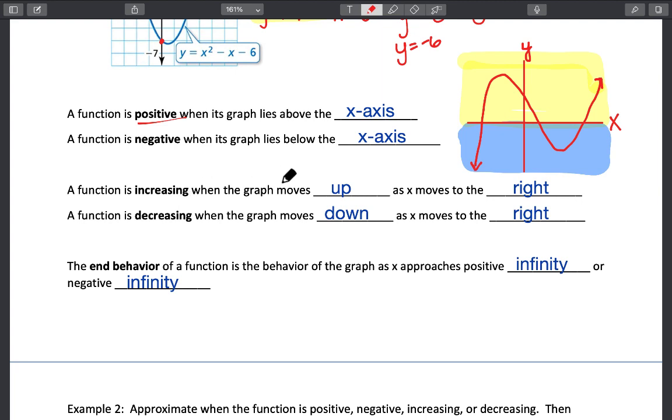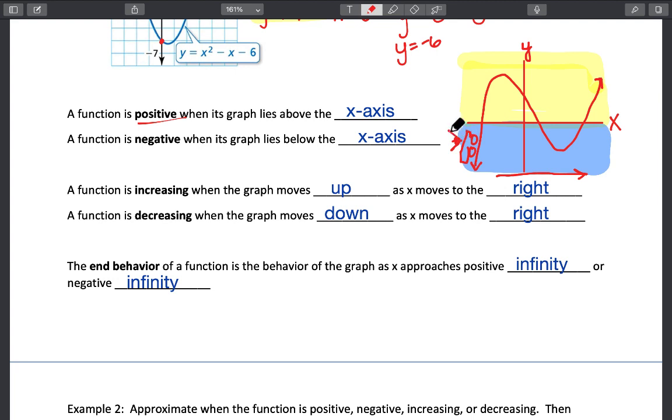When a function is increasing, it is moving up as x moves to the right. One way to think about this is a little roller coaster car that's on this roller coaster curve. And the roller coaster is always going to move from left to right. So here is my person in my little roller coaster.